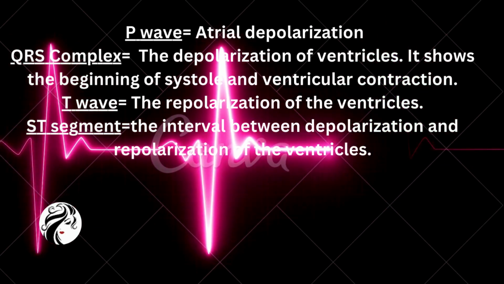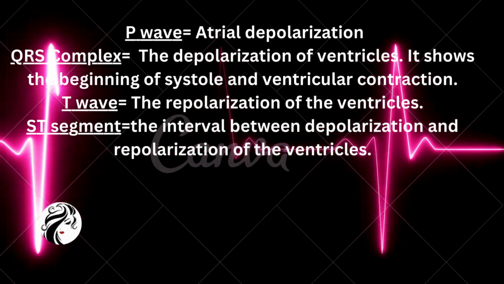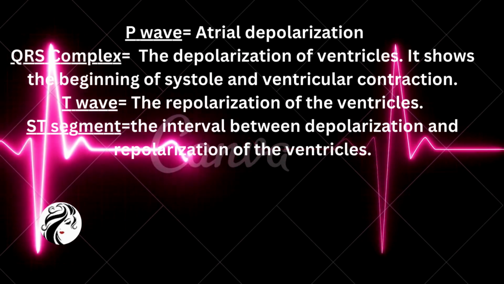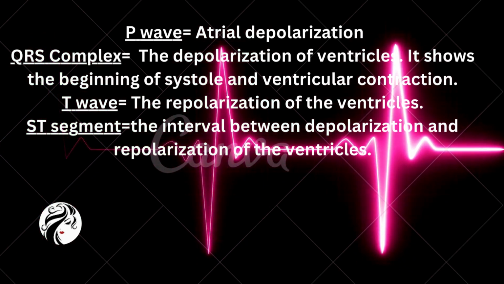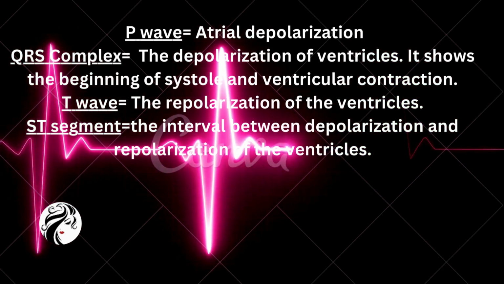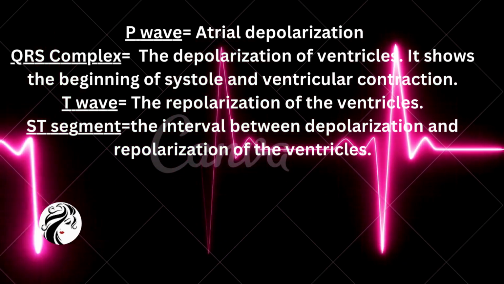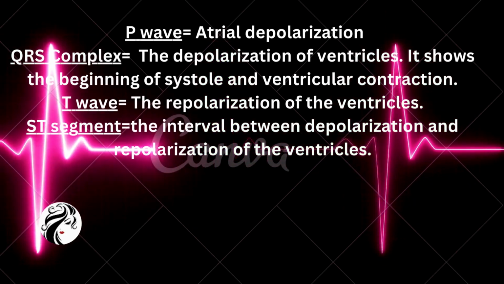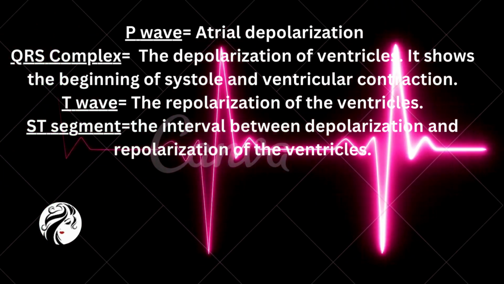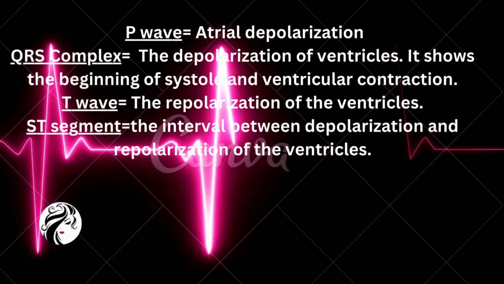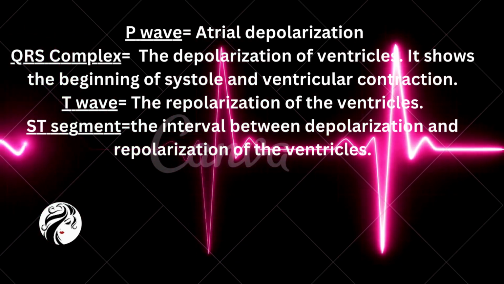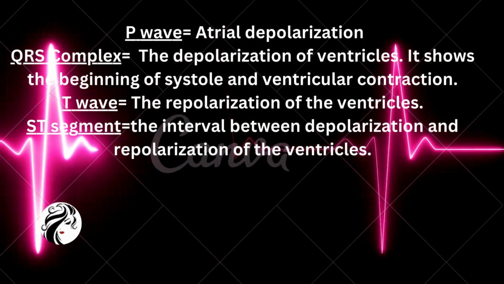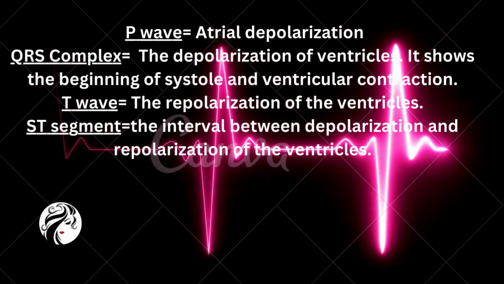The P wave is the atrial depolarization. In the background image, you can see where the P wave is. Then the QRS complex is the depolarization of the ventricle, and it shows the beginning of systole and ventricular contraction. Then we have the T wave, which is the repolarization of the ventricle. Then the ST segment, which is the interval between depolarization and repolarization of the ventricles, as I discussed before.